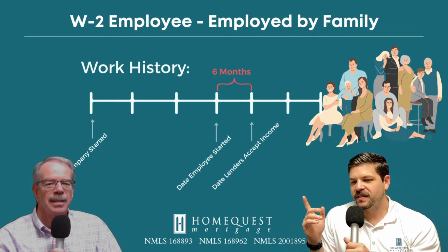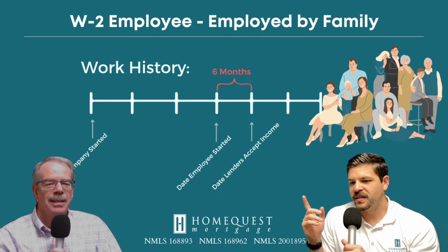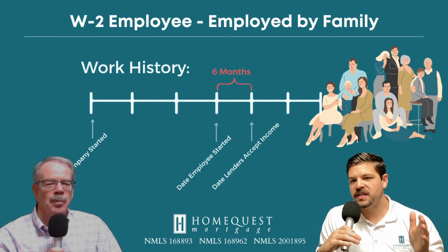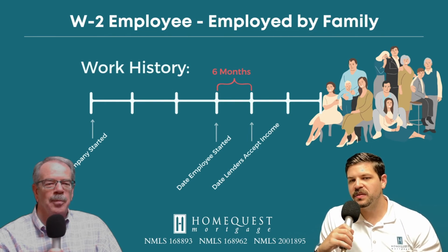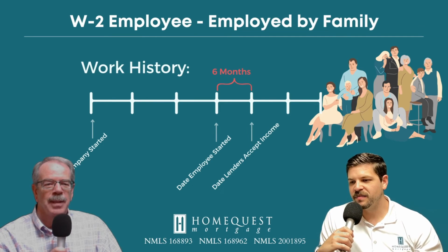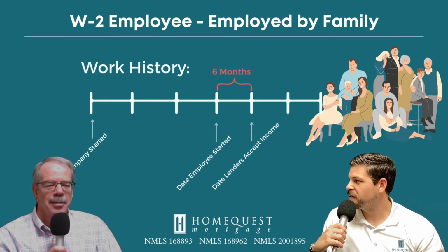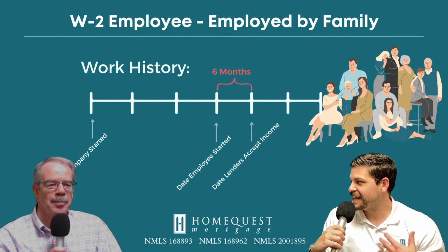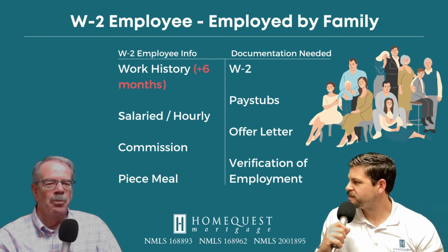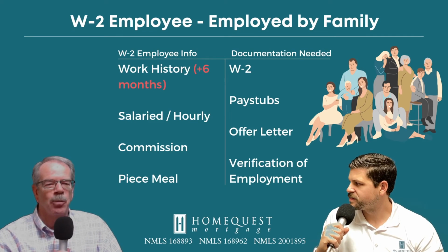The caveat of being employed W-2 is if you're employed by family. Lenders want to see at least 6 months of being employed by the family before they'll use that income. And the reason why they do it, I think, is to make sure it's legitimate. Right. I think it is. We have little caveats to things once in a while.